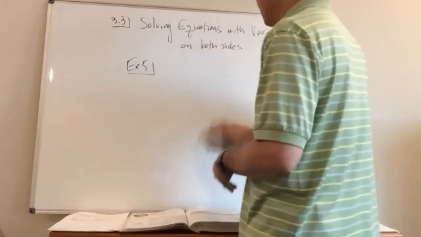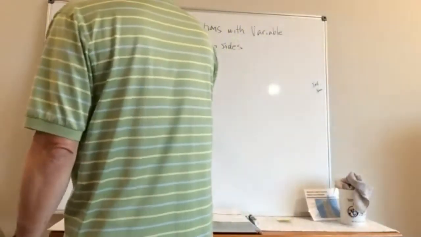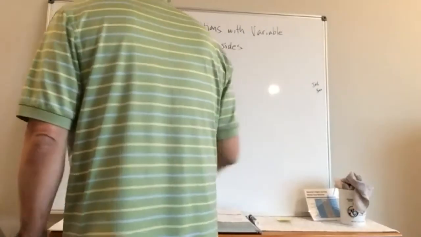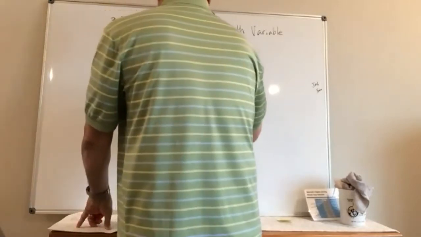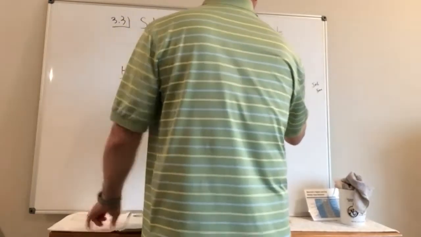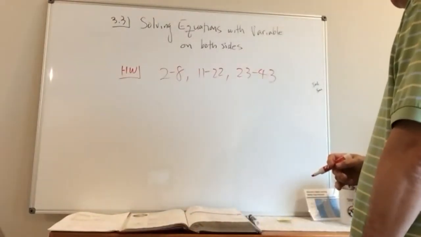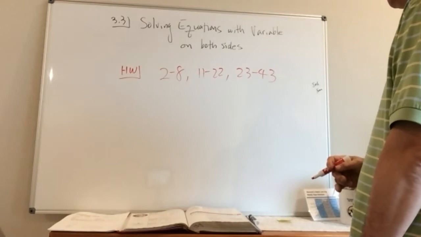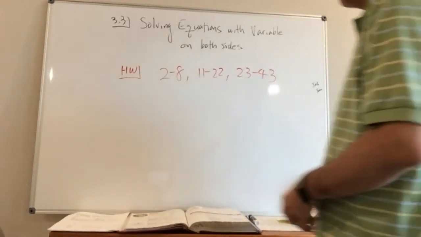Are there any questions on this? Any questions that I can answer? All right. If not, let's go ahead and move on to the homework. Your homework for 3.3 is, here we go, 21, 12, 33, 36, 33, 6, 7. So we have 40 questions.